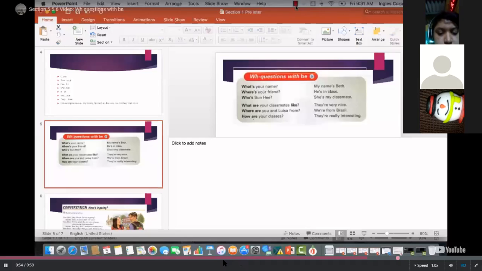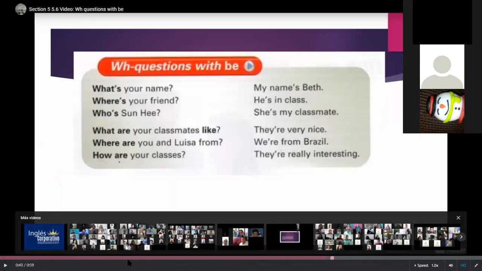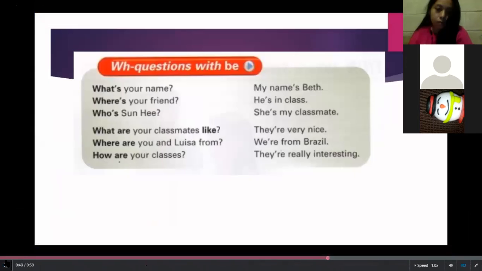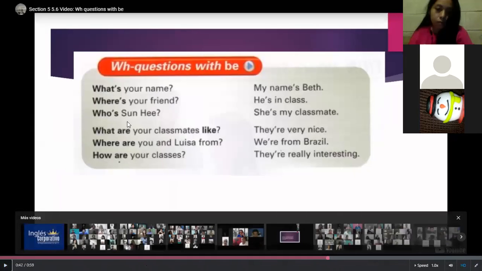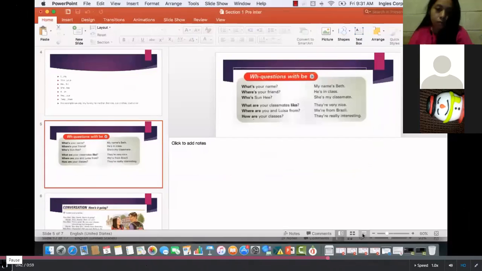Okay, so in this part, yes or no. It is necessary to know the meaning of each word. So with WH words, we want to know more information. Okay, this is an important part, right? Obviously we say, what's your name? Then you say, my name is Beth. Where is your friend? He's in class. Then you give more information, okay? Who is something?